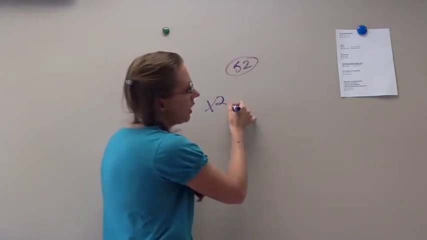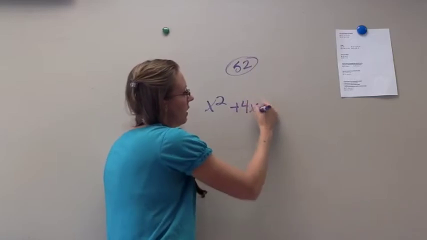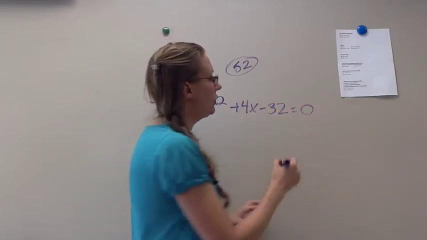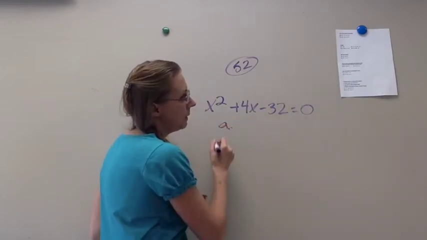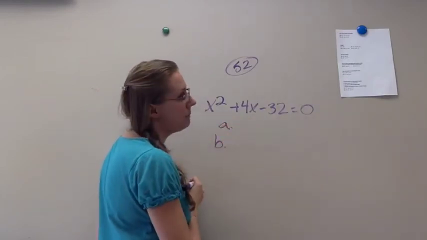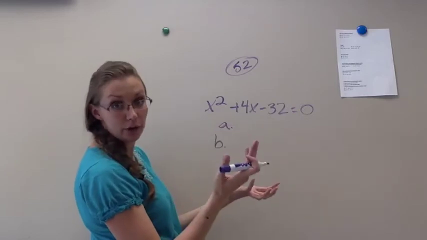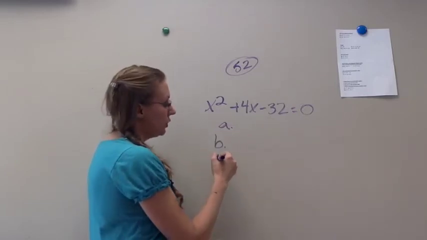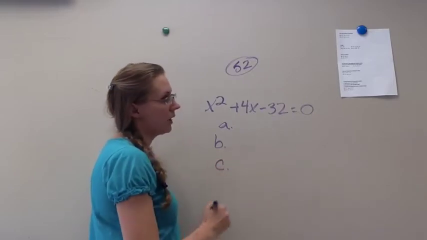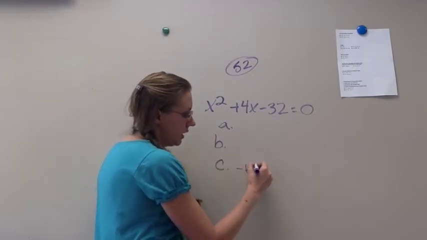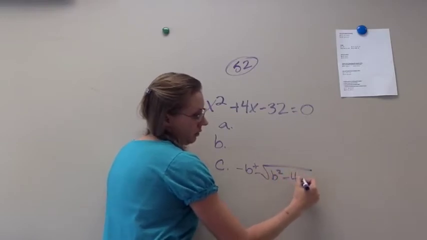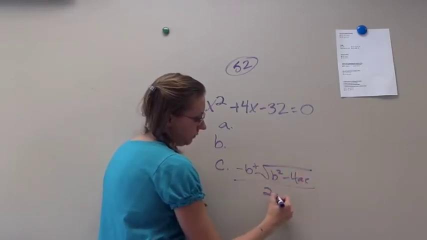52 is x squared plus 4x minus 32 equals 0. The directions are to A, find the discriminant. B, tell me what that discriminant means about our roots, which is about our solutions. And then lastly, find the exact solutions by using the quadratic formula. And again, the quadratic formula: negative b plus or minus the square root of b squared minus 4ac over 2a.